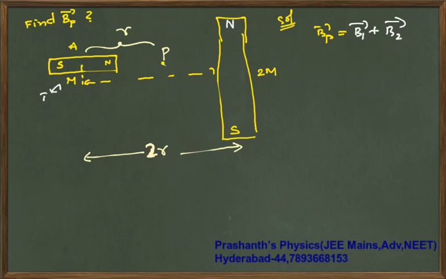So this is 1, this is 2. Choose an axis here. Give the field in terms of i cap and j cap. You will get the required answers. So your point 1 is on the axial line of a bar magnet.